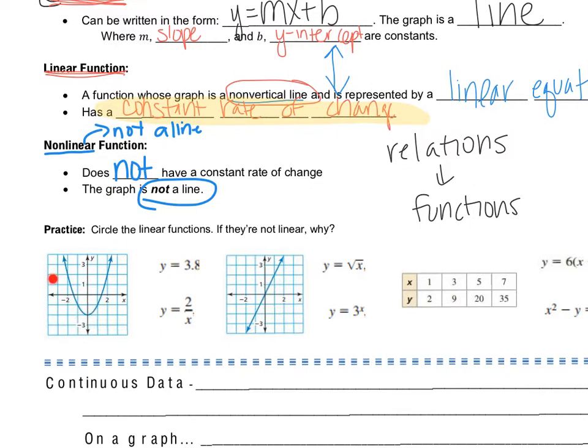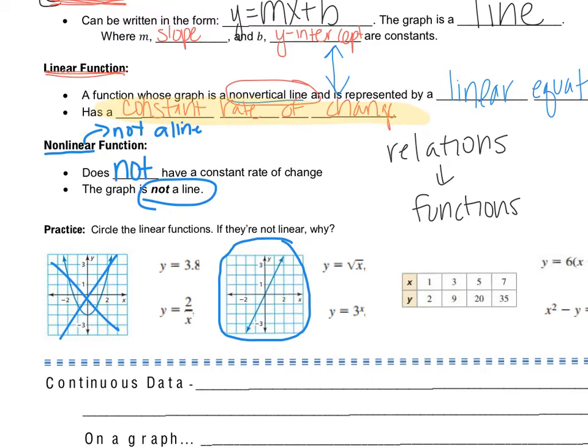So we're going to look first at this one here. Well, remember, if it's linear, then it's a line. Lines are straight. They either go up or they go down, or they could be vertical or they could be horizontal. But vertical would not be a function. But this graph, if you notice, is not a line. So this graph is not linear. So I'm going to put a big X over it. I'm going to look at my next graph, and oh, look, it's a line. It's connected, it's straight, so this one here is linear. So I'm going to circle that.